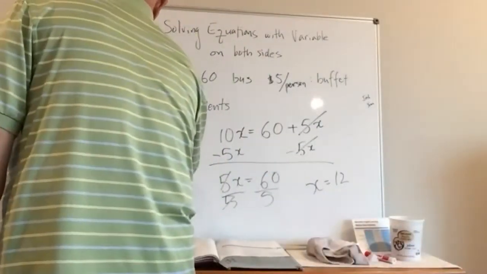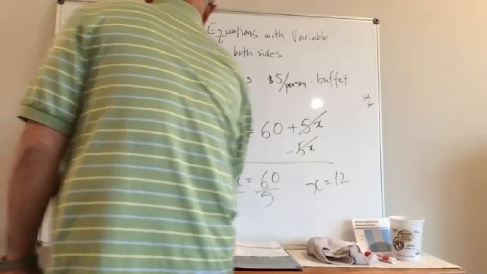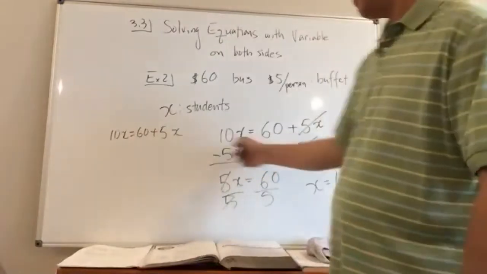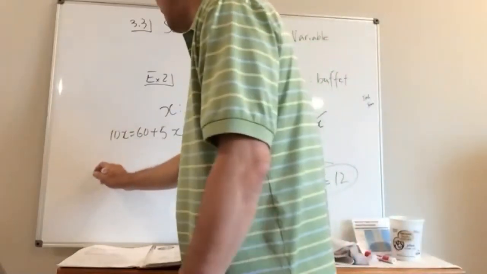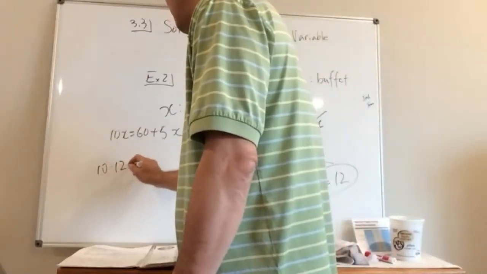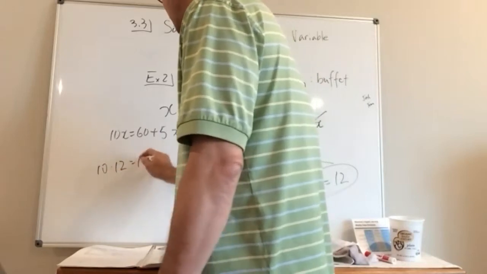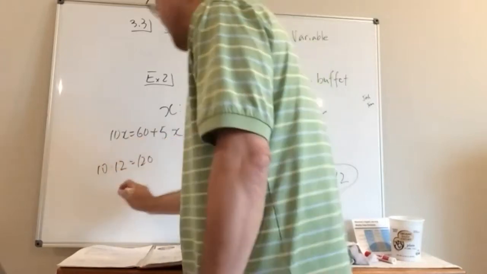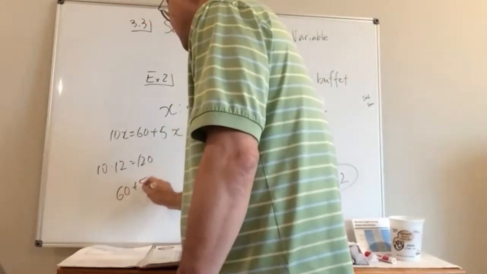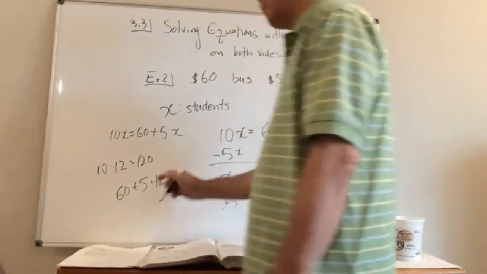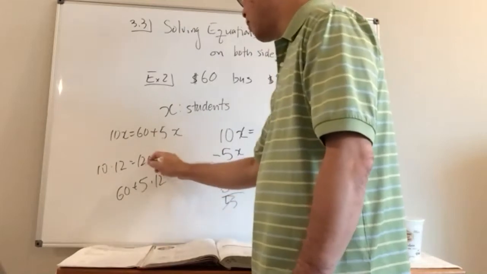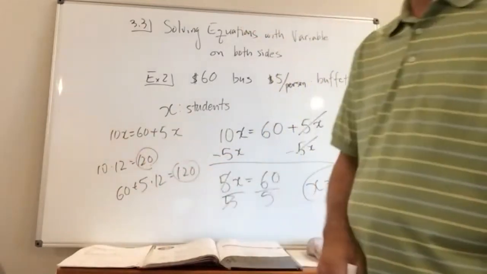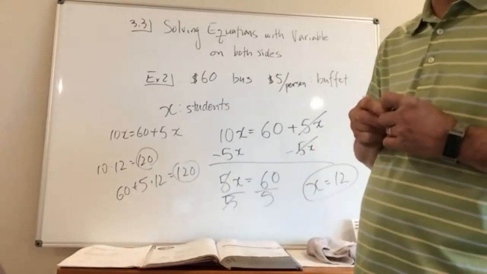So I would have what? The original equation was 10X is equal to 60 plus 5X. This was the original equation here. I found that X is going to be equal to 12, so let's see if this works. 10 times 12 is equal to 120. On this side, what am I going to get? I'm going to get 60 plus 5 times 12. 5 times 12 is 60, and 60 plus 60 is 120. So both sides are 120, so I must have the correct answer.